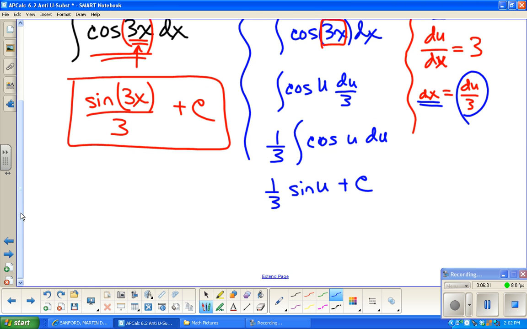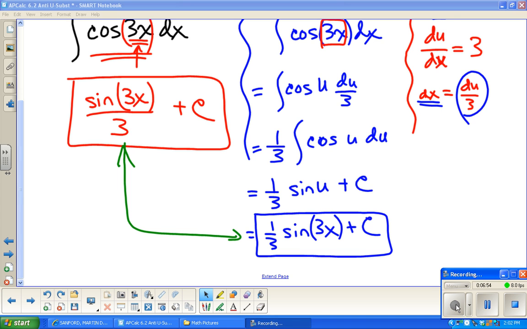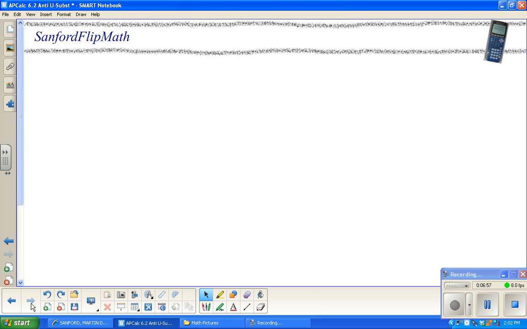The only catch is that I need to replace the u back with something with x if it's just antiderivative. So 1/3 sine of 3x plus c, and we're done. Now that's probably overkill for that. Worth noting that these two are the same thing. Again, that was probably overkill for that, but there are other problems that get more interesting. So for instance, let's do another.